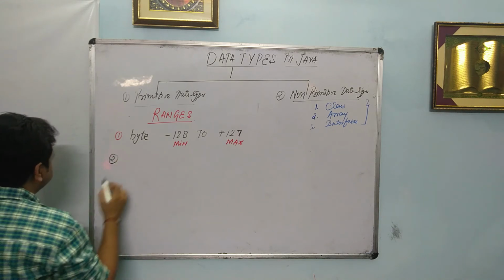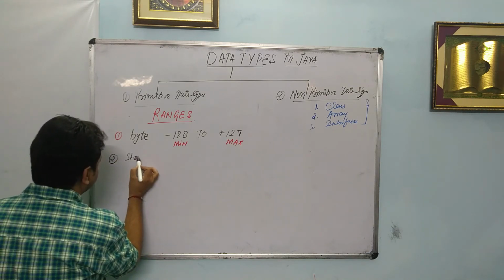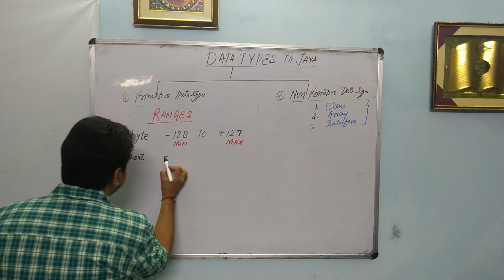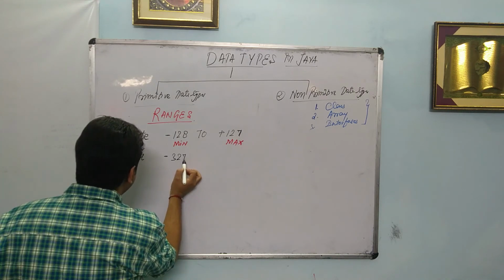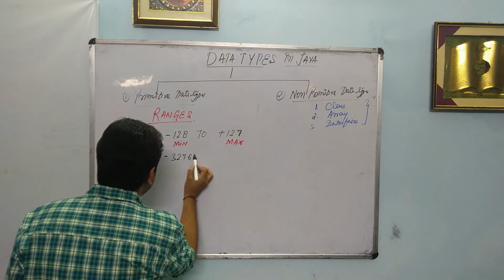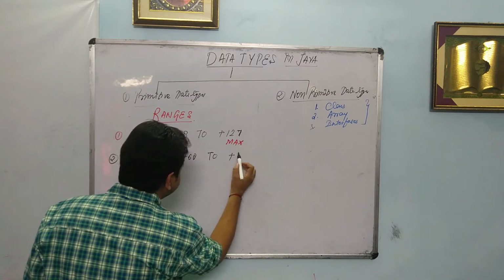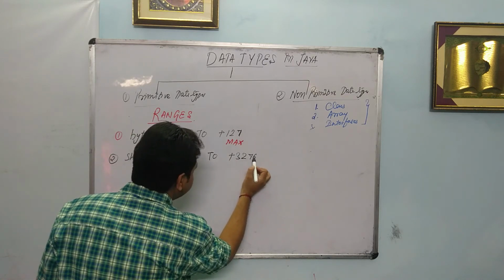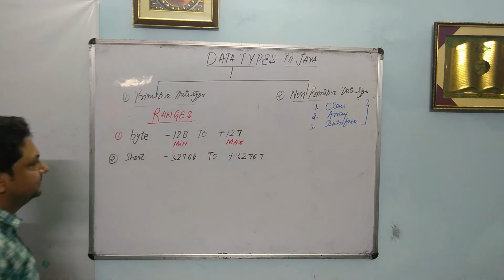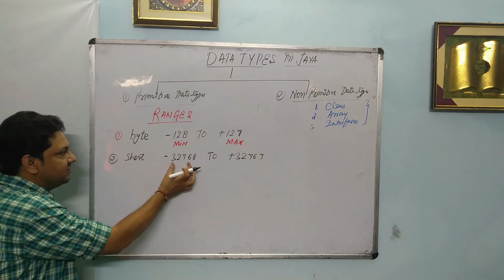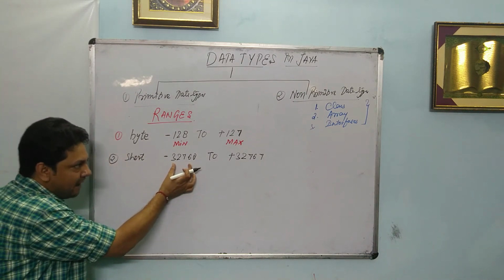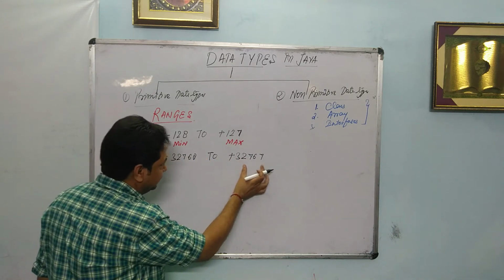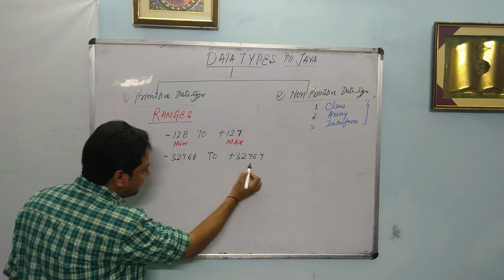Second one is short. -32768 to +32767. Minimum this much of data we can store, maximum this much of data we can store. This is the minimum, this is the maximum.